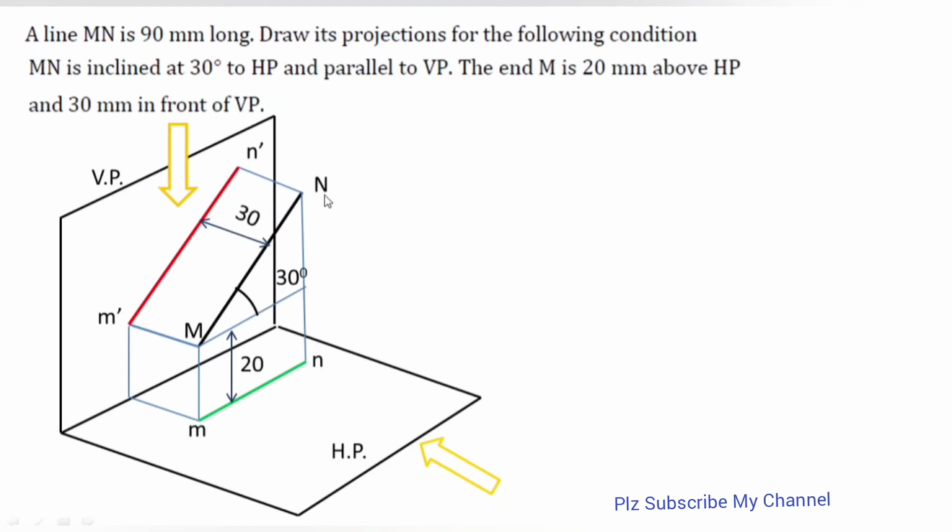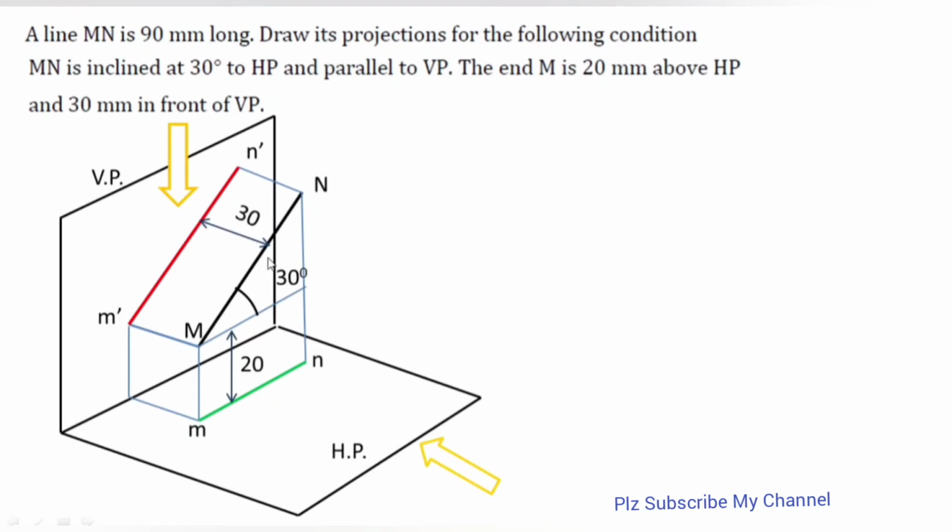So for point N and point M of the line, or you can say an infinite number of points between M and N, all are 30 mm in front of VP. M is 30 mm, and N is also 30 mm in front of VP, because the line is parallel to VP. Now capital M is also 20 mm above HP. So this is the above-HP distance. When I am observing from infinite distance, because this is my HP and VP and both are perpendicular to each other, so I am observing from infinite distance.